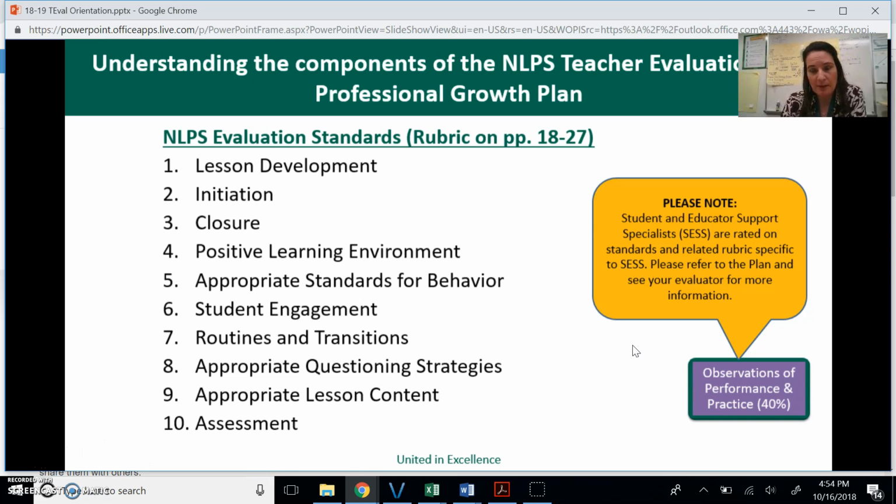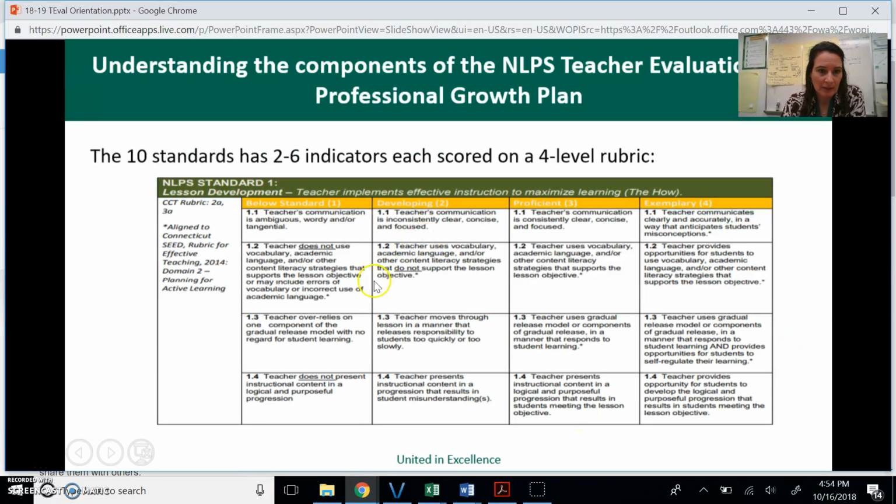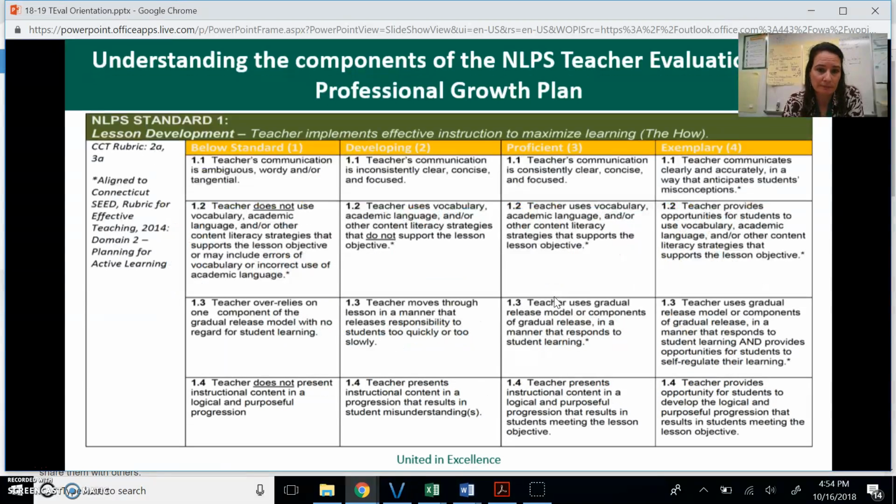Now, as you know, some of our certified staff members are on an SESS plan, so theirs looks slightly different. This includes mostly support staff and special program teachers. As you can see here, the 10 standards have indicators underneath of them that are scored on a 4-point rubric, with 1 being below standard, 2 developing, 3 proficient, and 4 exemplary. You can see the difference between each of the score points so that you can work on improving your practice toward a 3 and then a 4.